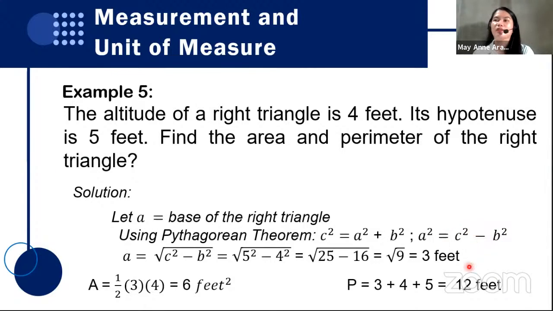So, laging sa hypotenuse nagma-minus, no? Sa C, kasi that's the longest length ng triangle. So, just substitute. So, you have 5 squared minus 4 squared is equal to 9. The square root of 9 is 3. So, 3 feet.